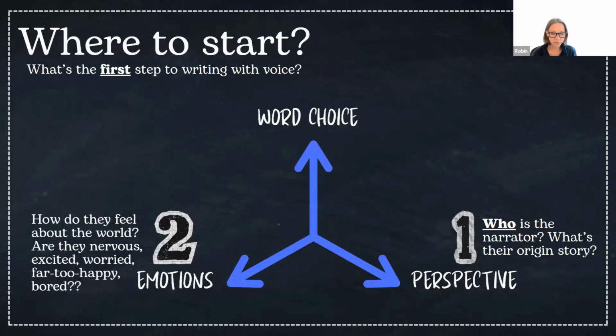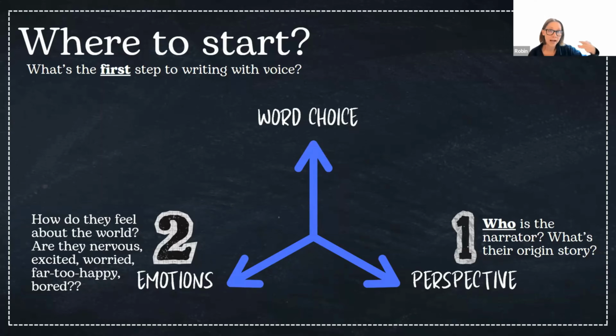After you figure out who the narrator is, ask yourself, how do they feel about the world? Are they nervous? Are they scared? Are they happy, excited? Are they far too happy? Maybe they're bored all the time. So it's important to figure out how they interact with the world when they go out there.